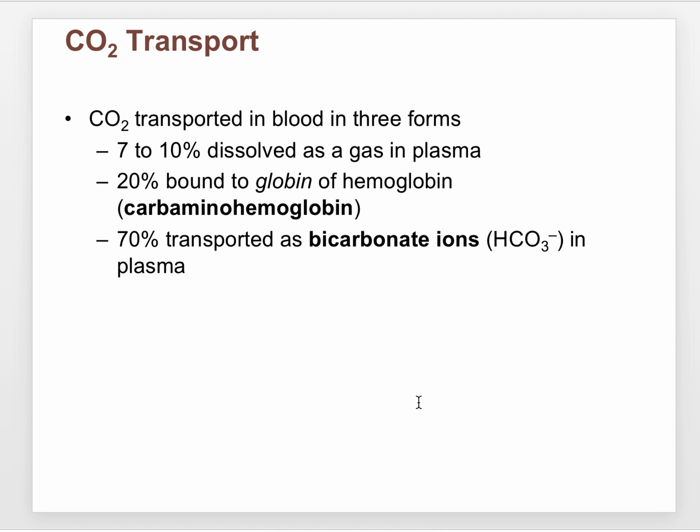In the body, carbon dioxide is transported in three forms. About 10% of it is dissolved in the gas in the plasma. About 20% of carbon dioxide is actually bound to the globin molecule, hemoglobin. And 70%, the majority of carbon dioxide in the body, is transported as bicarbonate ions in the plasma.